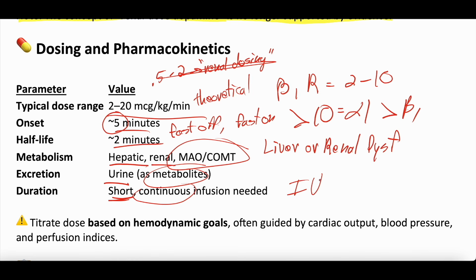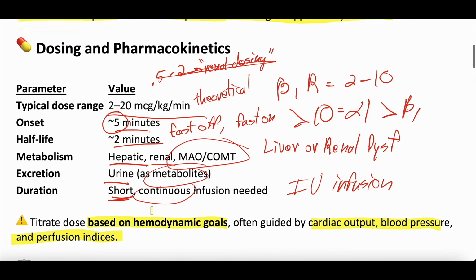This is a continuous IV infusion of dopamine. You're not bolusing it or giving it PRN. It's a continuous infusion. You usually titrate it based on your hemodynamic goals, often guided by cardiac output, blood pressure, perfusion indices, if you're going to use it, which is a big if, which we'll talk more about.